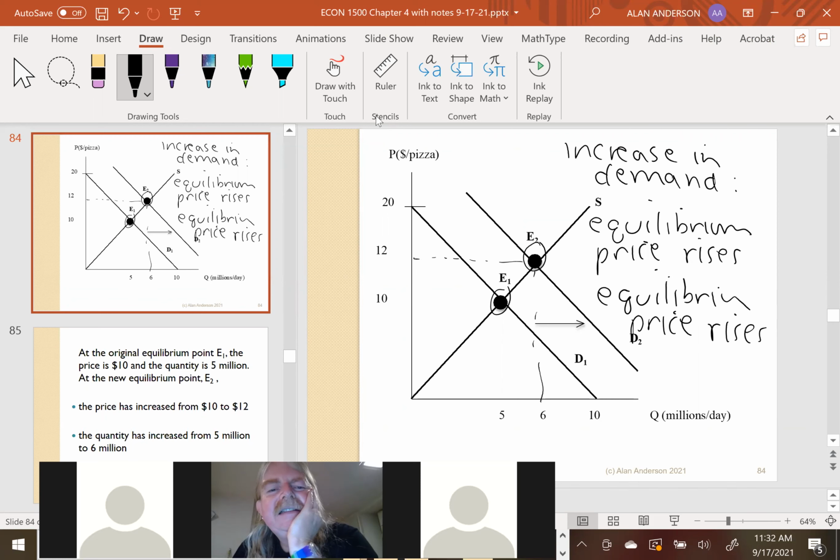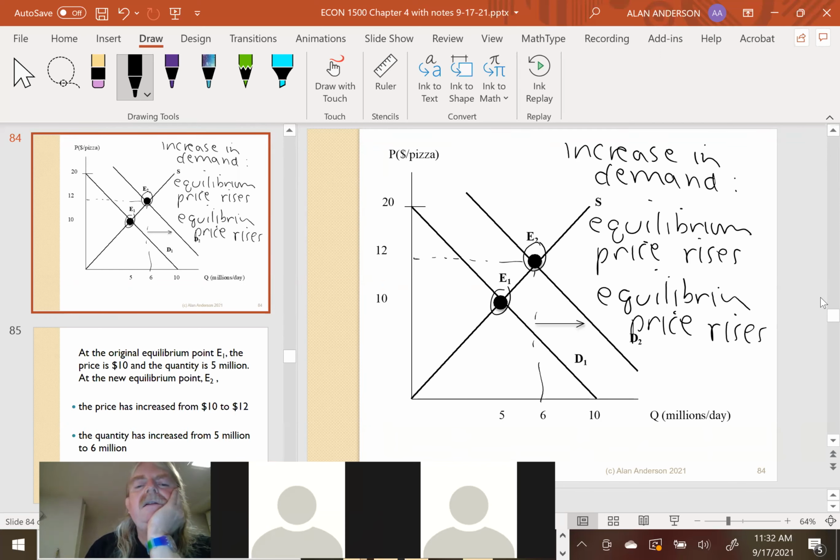Yes, Fernando. That surplus line, could you also explain why it is increasing towards the demand? Well, no, we're assuming that we're in equilibrium. There's no surplus right now. We started with an equilibrium of $10 and we bought 5 million pizzas. And now because people want more pizza, the demand shifts to the right and the new equilibrium is $12 and 6 million pizzas.